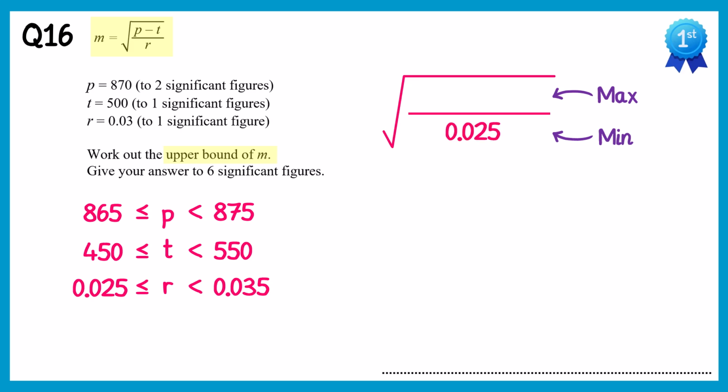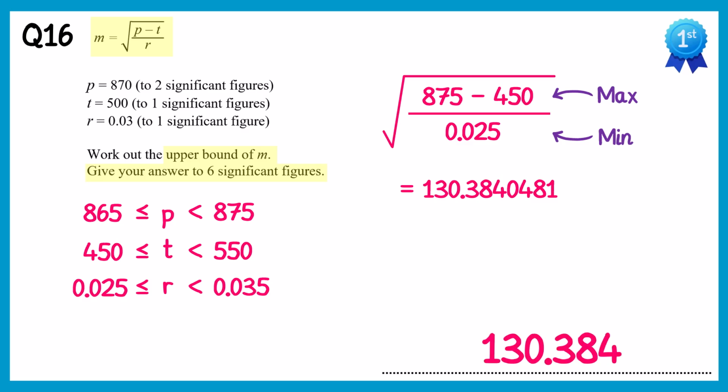On the top though, we need to be a bit careful. If we want to make p subtract t as big as possible, we want the biggest value for p, which is 875, but we would subtract the smallest possible value of t, since when you subtract a small number, you keep the answer as big as possible. So we would subtract 450. You then just type this into your calculator and you get this answer here. The question wants the answer to 6 significant figures, so it would be 130.384.